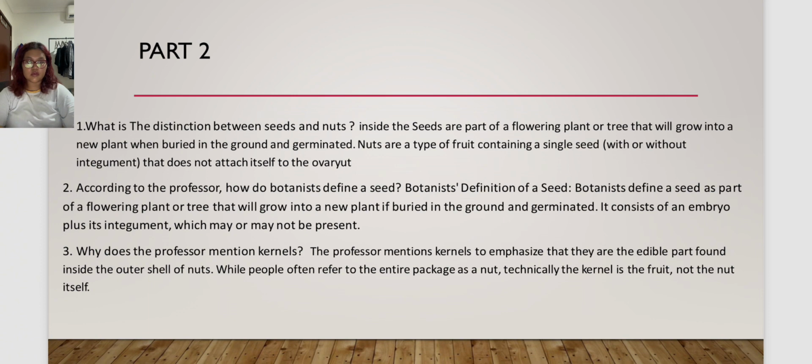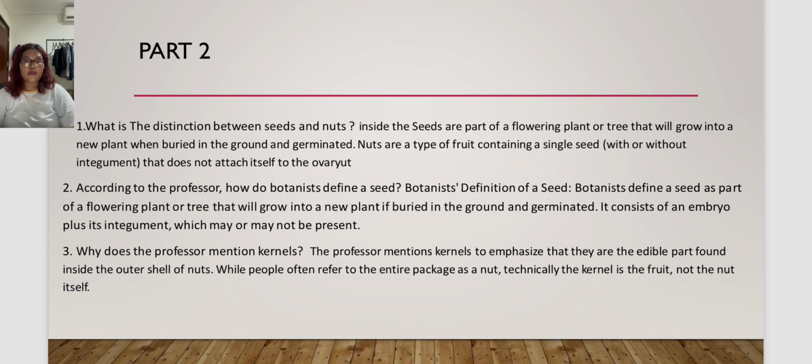Part 2. What is the distinction between seeds and nuts? Inside, the seeds are part of a flowering plant or tree that will grow into a new plant when buried in the ground and germinate.